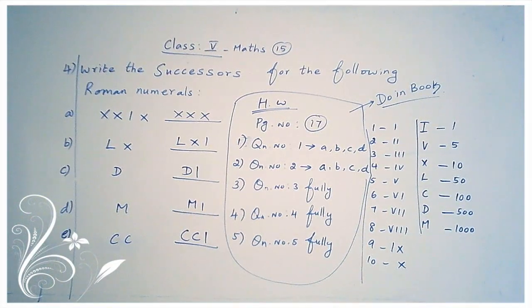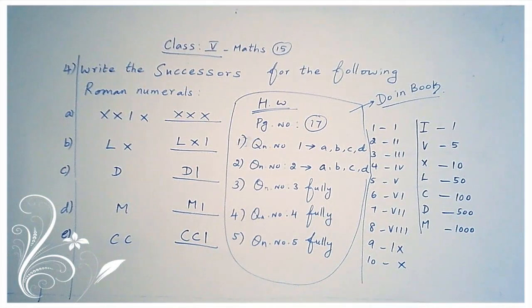Now you see the third one. Write the predecessors. Predecessor means the previous number. We can get the predecessor by subtracting 1 from it. First of all, we find the value in Hindu Arabic numbers, then you convert to Roman numerals. So the third one is homework. And the fourth is also homework. That is successor only. Successor means adding 1. Okay, children? Next, fifth question, put the correct symbol. It is a very easy question.